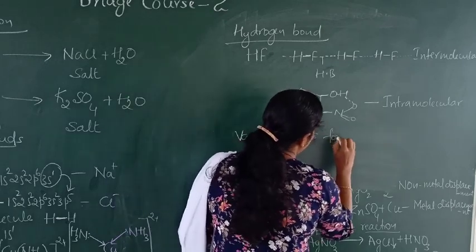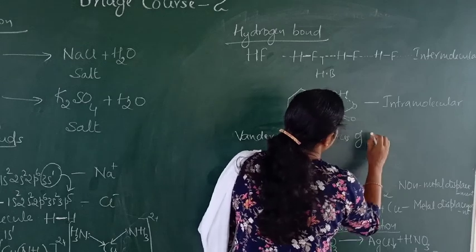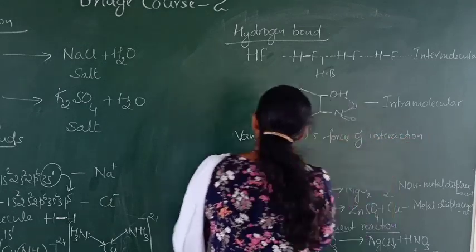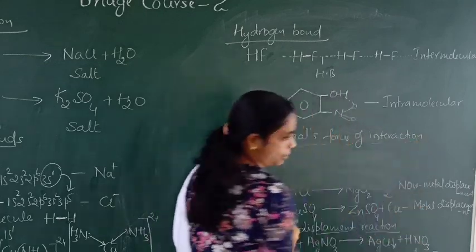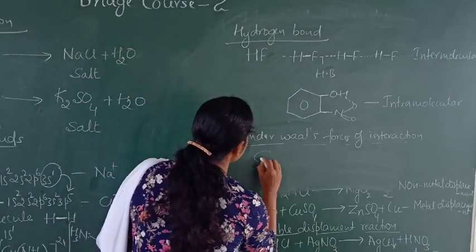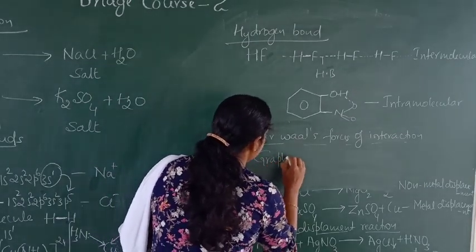The last type of chemical bond is van der Waals forces of interaction. It is a weak force of interaction. To explain this, I will take graphite as an example.